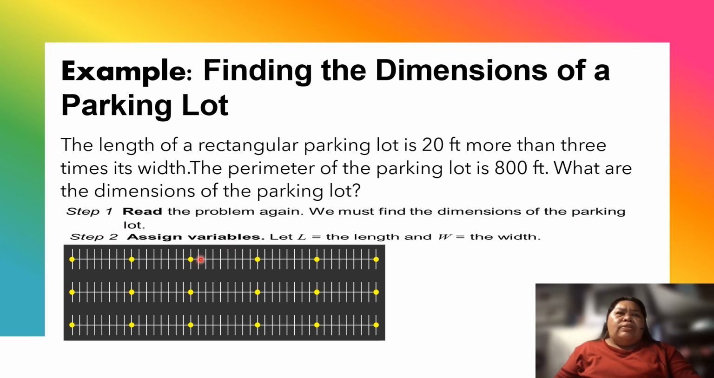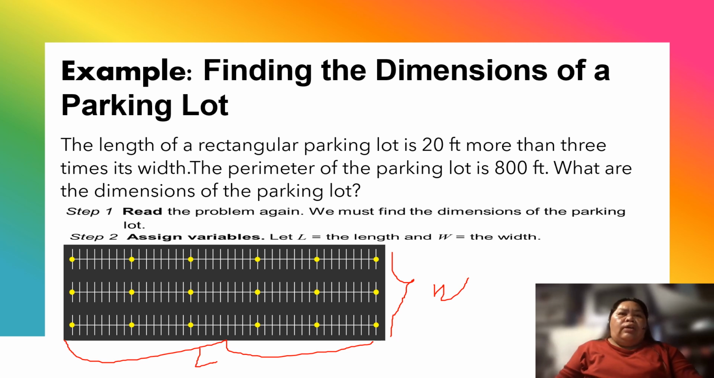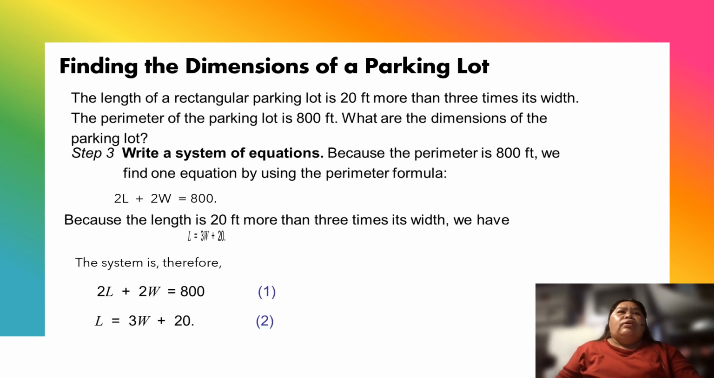And then step 2, assign variables. So let L be the length and W be the width. Now, where is the width here? Of course, this is our W and this is our L. So this is the L. Now, as we said, the length of the rectangular lot is 20 feet more than 3 times the width, and the perimeter of the parking lot is 800. What are the dimensions of the parking lot?